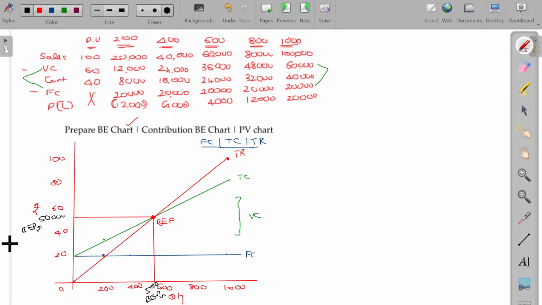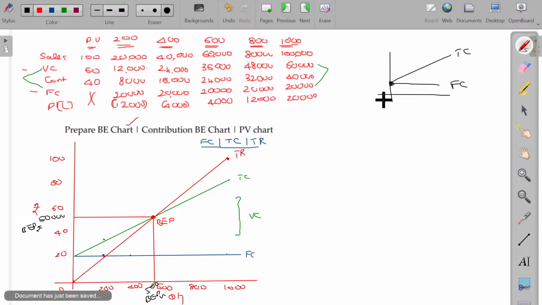Sometimes, rarely, you may be asked to draw the chart, or a theory question may come. By that time you can simply draw this diagram. Of course, you need not draw these statements. You can imagine yourself and draw directly. You can score good marks. In your examination, you can write this way: fixed cost, total cost, where the total cost starts from this point. This point is equal to the fixed cost. Whether you produce or not, at zero production, still you have to pay the fixed cost. That's why the fixed cost remains 20,000 at this level.